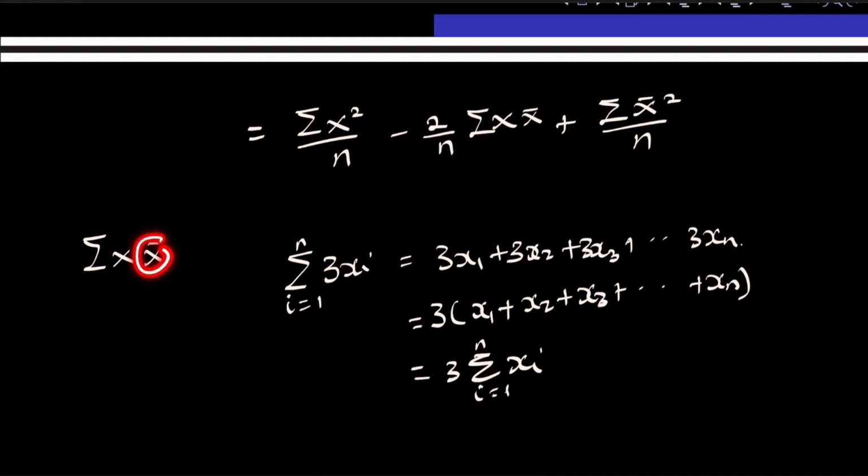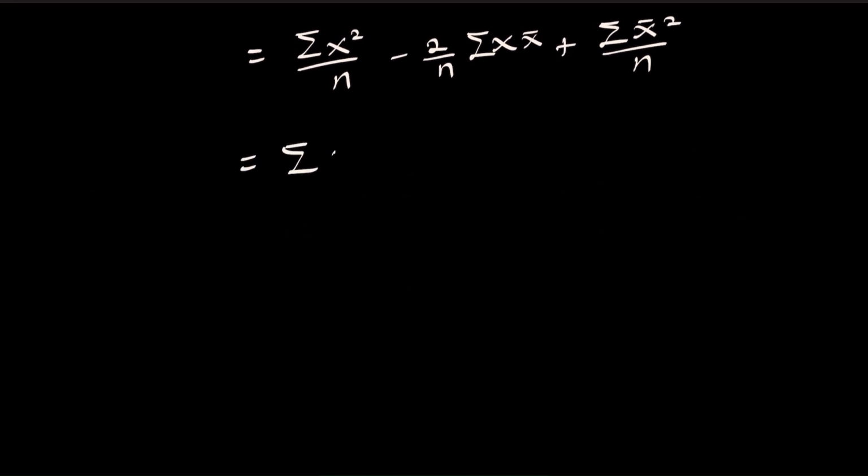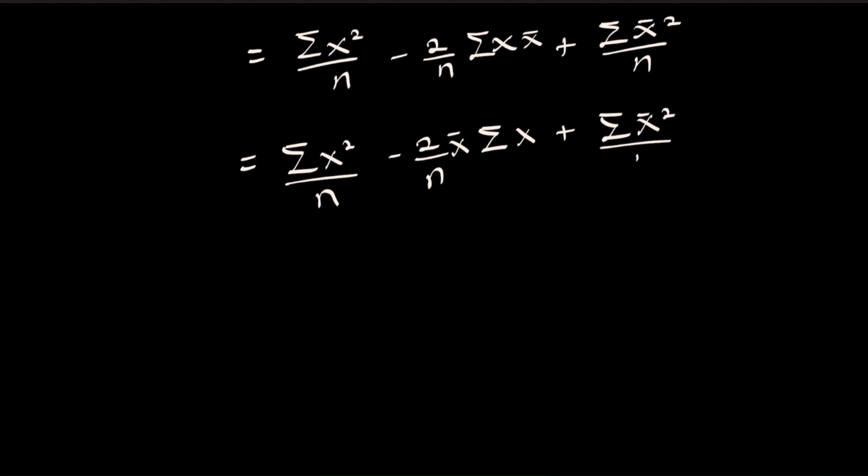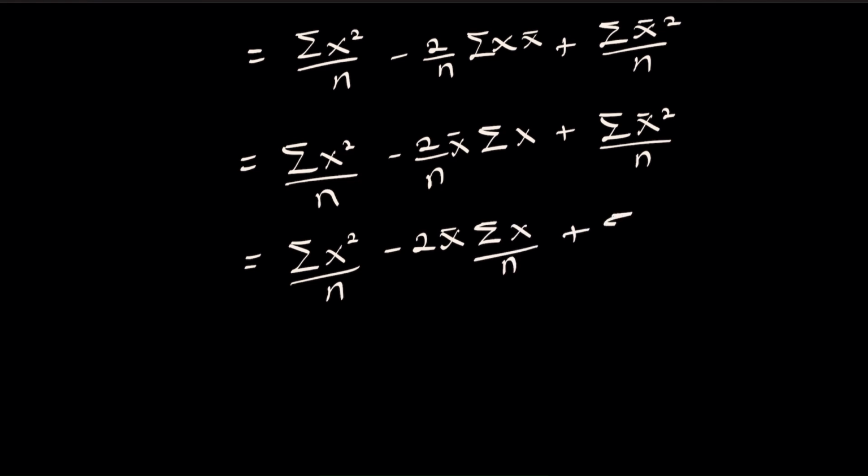So in this case, the mean is a constant, right? So we can factor out the mean. And so we are going to have summation x squared on n minus 2 on n mean out, then summation x plus summation mean squared on n. Thus we are going to have summation x squared on n minus 2 times the mean summation x divided by n plus summation mean squared on n.